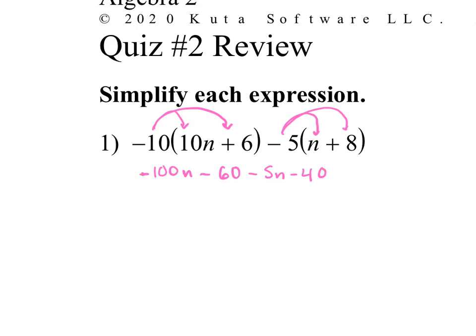Now we combine our like terms. So what are two like terms that we have here? Perfect. So the negative 100n and negative 5n become negative 105n, and negative 40 minus 60 would be negative 100. So our answer here is negative 105n minus 100. Any questions?